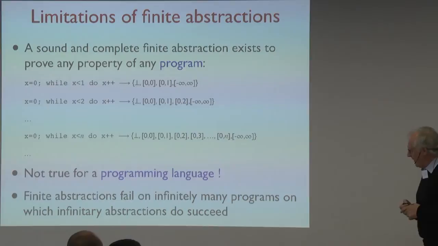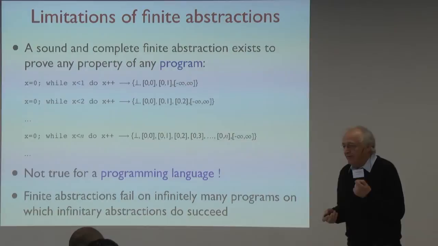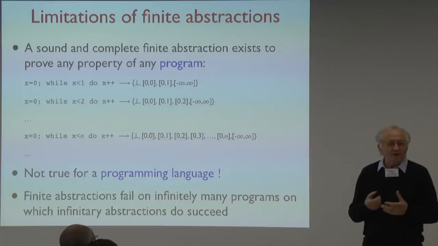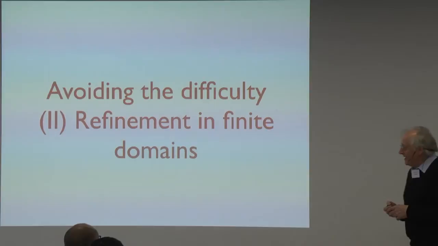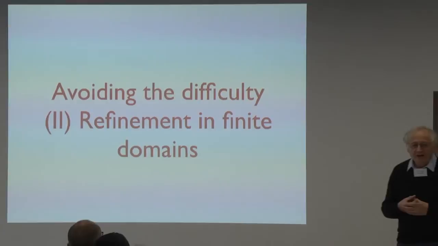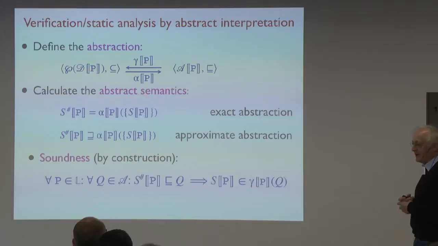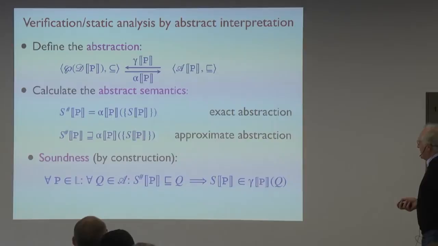And it's because when you do induction, the inductive arguments that you find in the infinite domain are many more than in finite domains. So your chances of success are much larger. One other approach to avoid the difficulty of using infinite domains is refinement. That is, you take a finite domain, you fail for sure, you refine, you fail again for sure, and you go on like this until you run out of time or memory. So now I will explain a bit more formally.